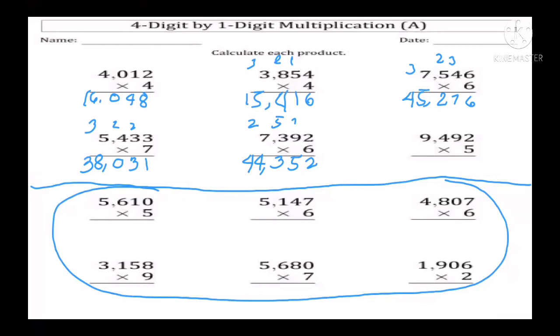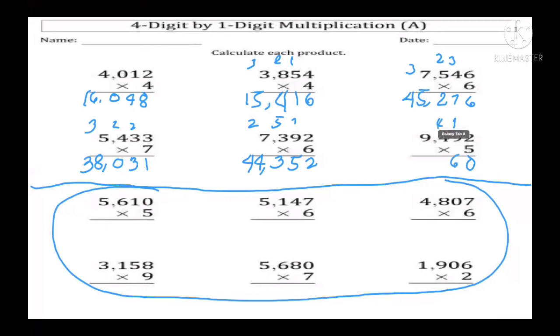Last number. 5 times 2. 5 times 2 is 10, correct? So 0 here and then 1 up here. 5 times 9 is 45, correct? 45 plus 1. 46, correct?